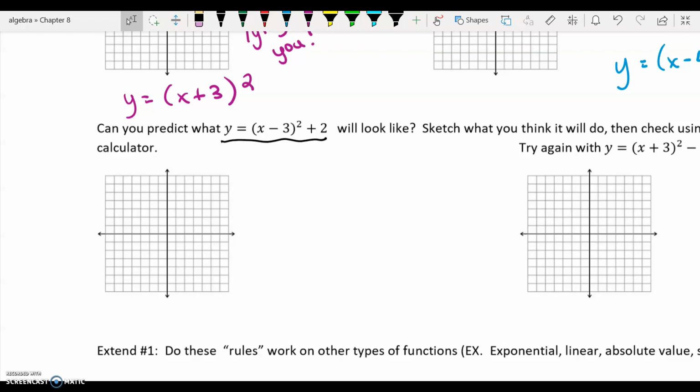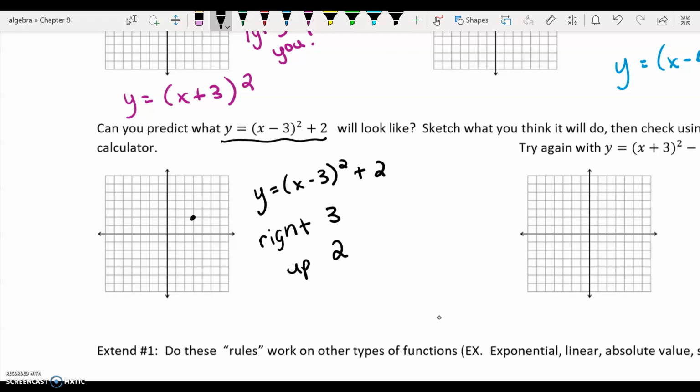So I'm going to take that, I'm going to move it which direction? Hopefully you said right 3 and up 2. So I'm going to take my 0, 0, move it right 3, up 2. I'm going to do the same thing with 2, 4. 1, 2, 3, 4. I'm going to go right 3, 1, 2, 3, and up 2. 1, 2. I'm going to plot my points.